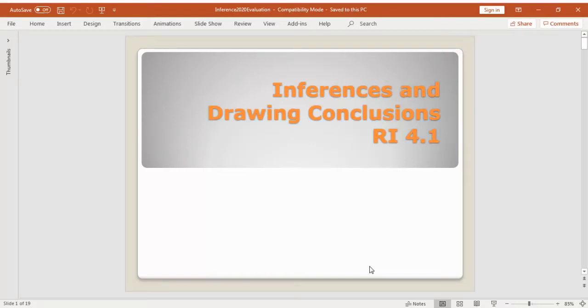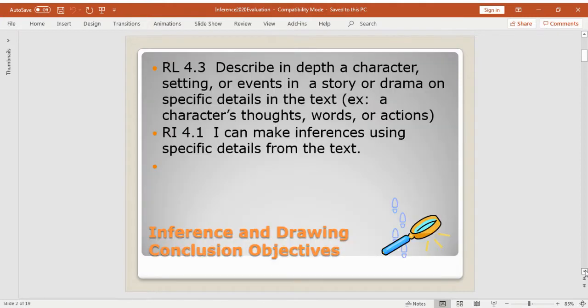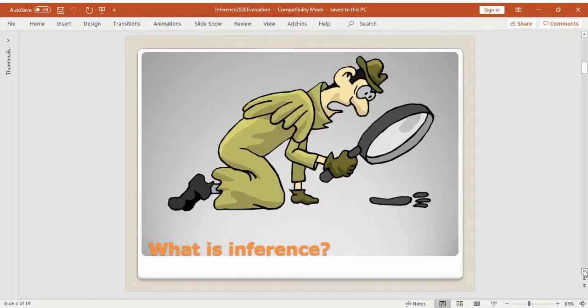Skills on inferences. We are going to be looking at various things that help us to make those conclusions using what I know plus facts and details. Our objectives are we are going to look at characters, setting, and other events to help us. Plus, we're going to make inferences using specific details from the text.